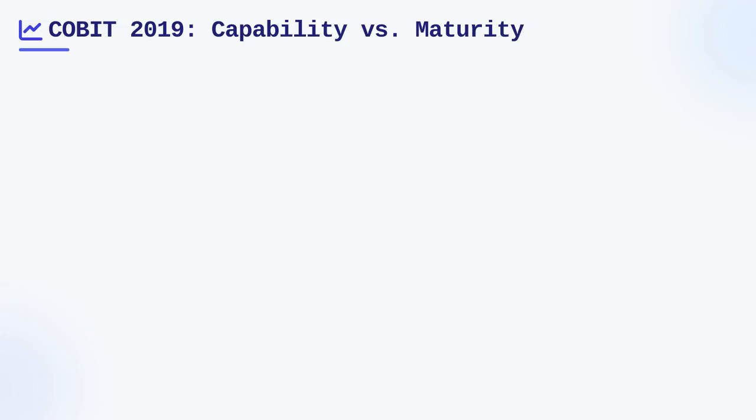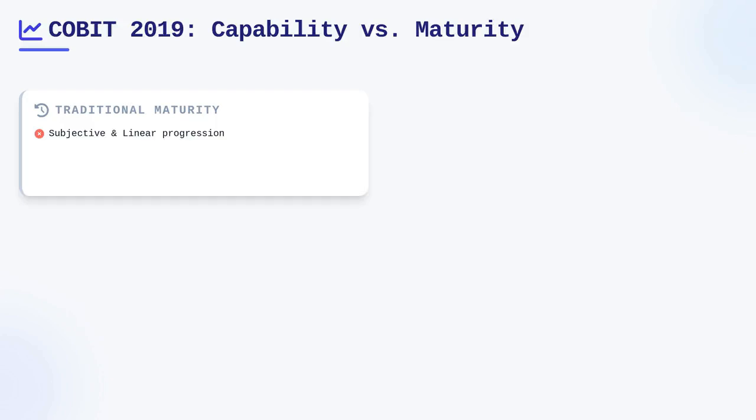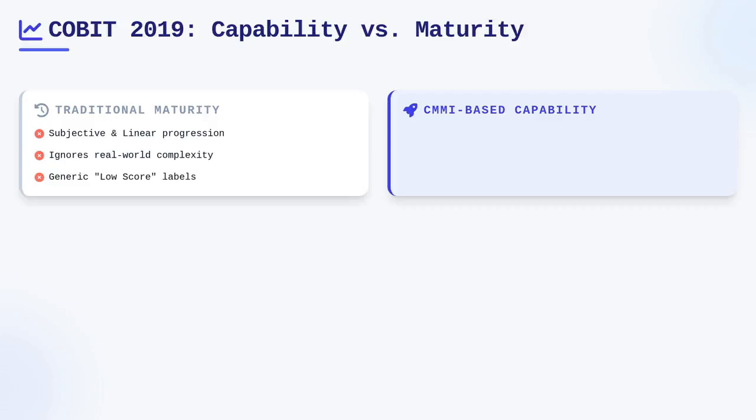A significant departure in this model is the shift in how we differentiate between capability and maturity. In earlier frameworks, maturity models were often criticized for being overly subjective or focused on a linear progression that ignored real-world complexity. COBIT 2019 addresses this by leveraging concepts from international standards like CMMI, focusing primarily on capability levels. Capability measurements assess how well a specific process or component functions in its current operational context, independent of an arbitrary scale of corporate evolution. This allows an organization to pinpoint precisely where a process is failing to deliver value, rather than simply labeling the organization as having a low maturity score.